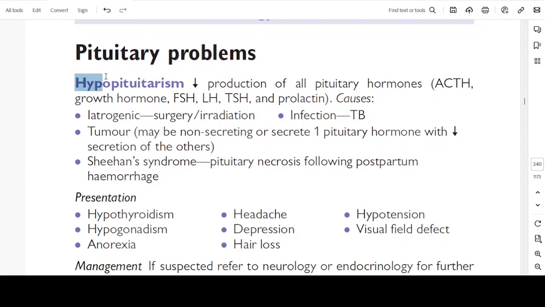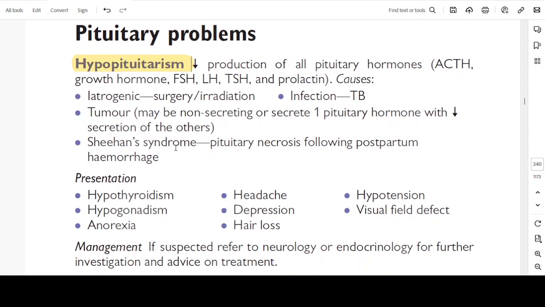Pituitary problems. Hypopituitarism. Production of all pituitary hormones, that is ACTH, growth hormone, FSH, LH, TSH and prolactin, will be decreased. Causes are iatrogenic, surgery or irradiation, and infection such as TB. A tumor may be non-secreting or secreting: a primary pituitary tumor can be non-secreting, or can secrete one of the pituitary hormones with decreased secretion of the others. Sheehan syndrome is pituitary necrosis following postpartum hemorrhage.